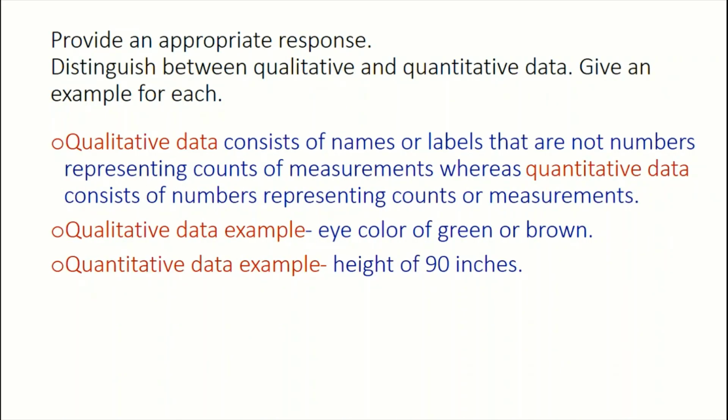Provide an appropriate response. Distinguish between qualitative and quantitative data. Give an example for each. An appropriate response would be: qualitative data consists of names, or labels, that are not numbers representing counts or measurements, whereas quantitative data consists of numbers representing counts or measurements. Qualitative data example: eye color of green or brown. Quantitative data example: height of 90 inches.